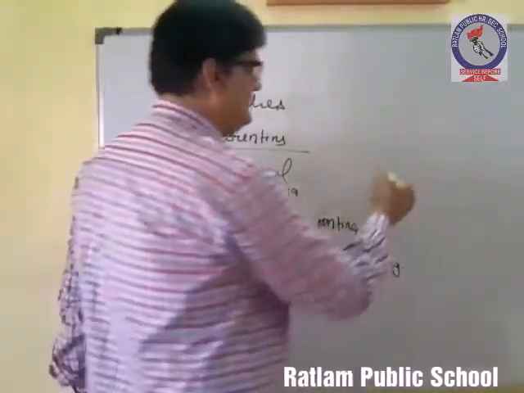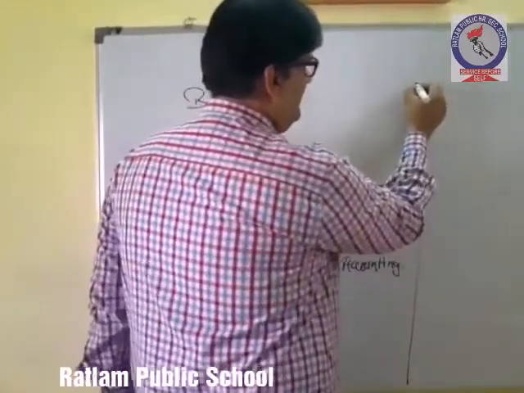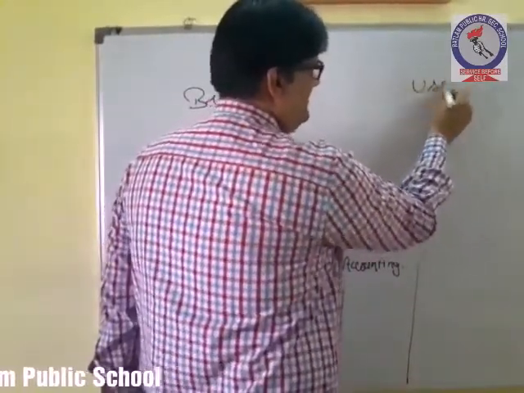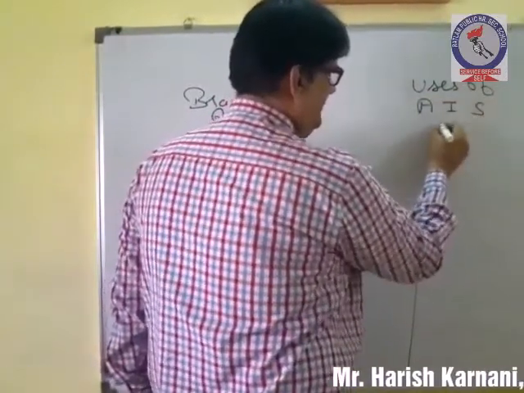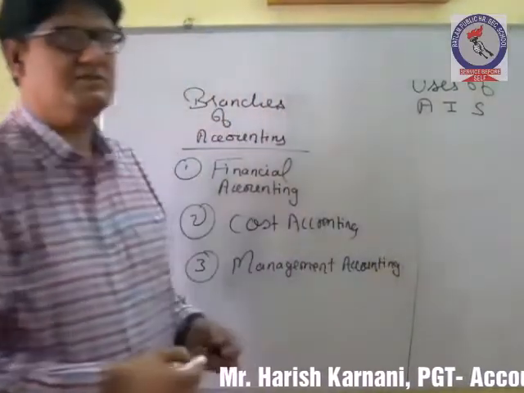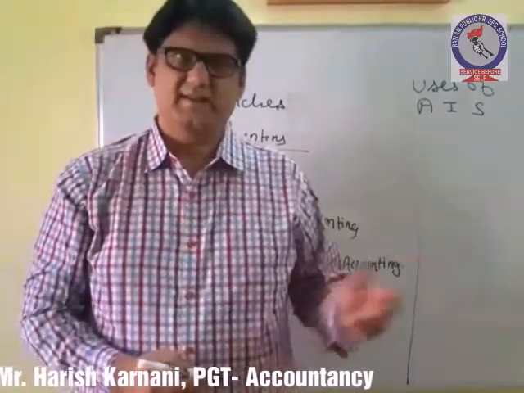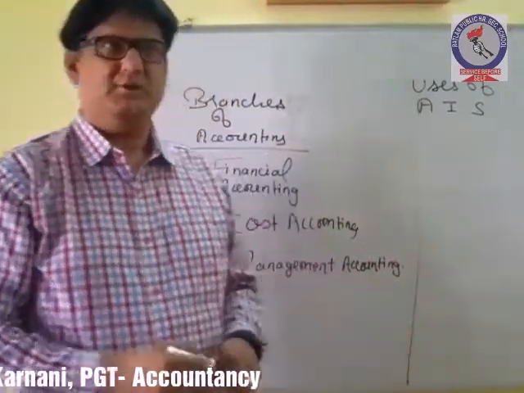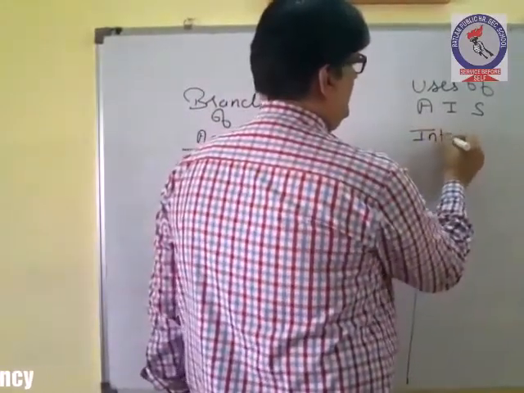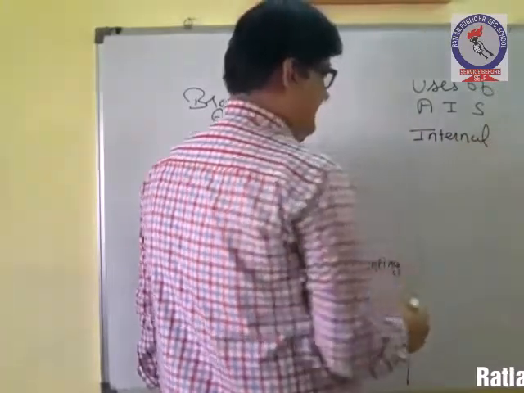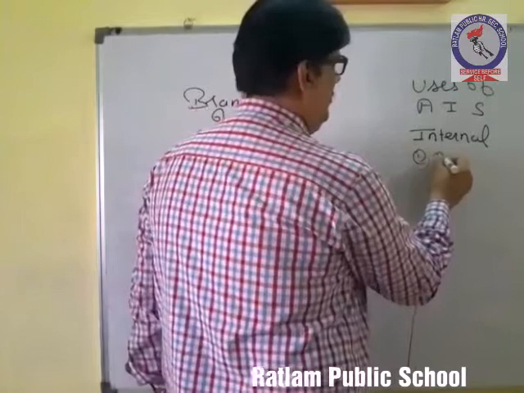Now after going through the branches of accounting, we will be discussing the uses of accounting information systems to the various users of the business. Now who are the users in the business? There are two categories: internal user and external user.